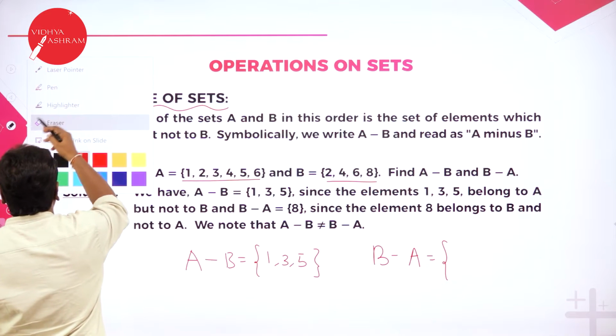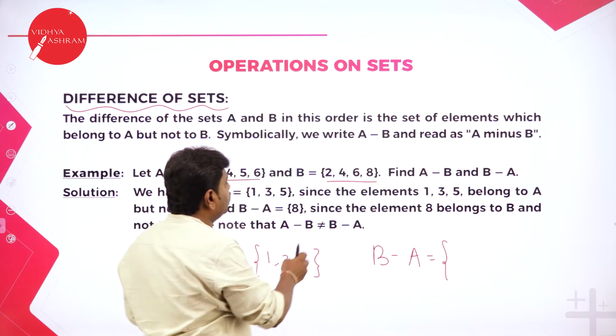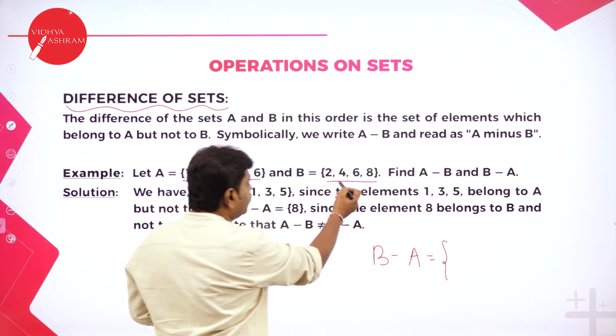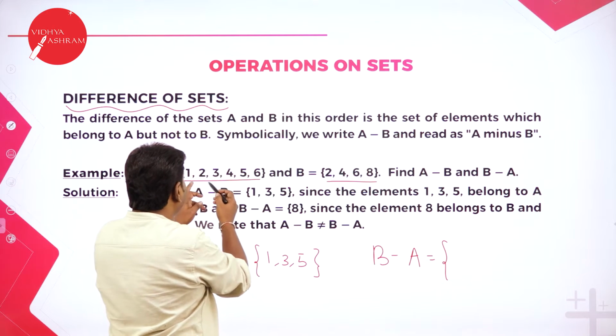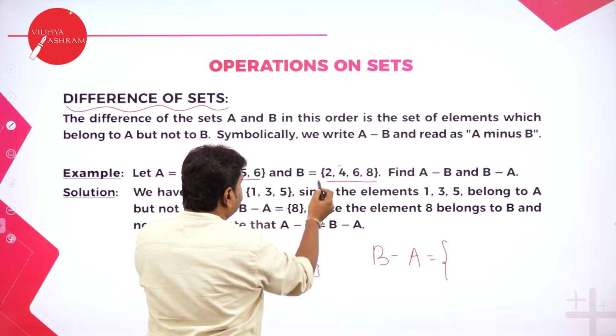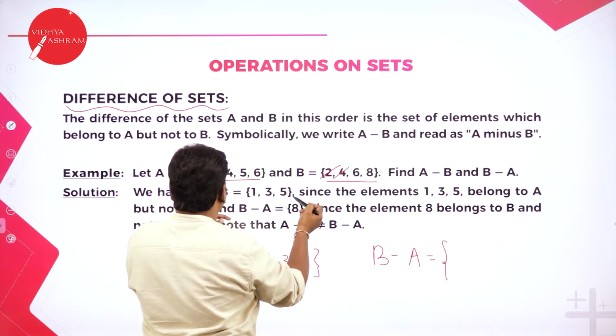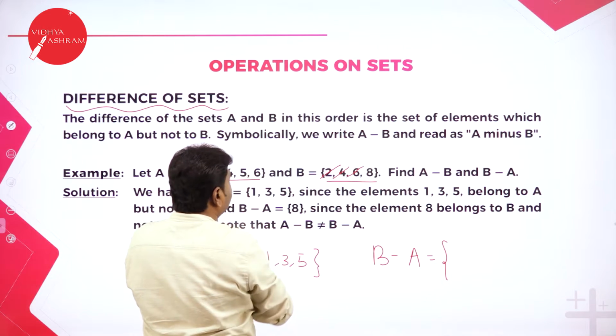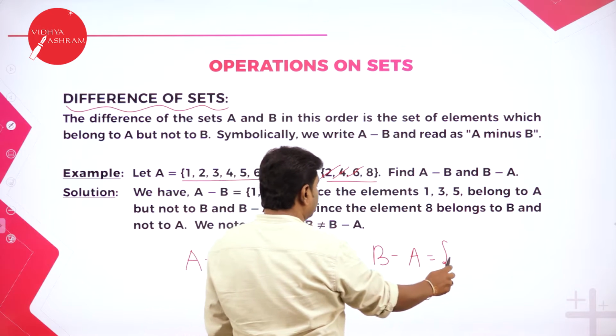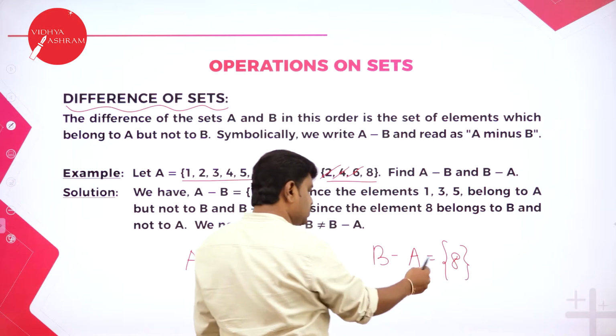From B, remove the elements of A. So what is B? 2, 4, 6, 8. In this, you remove the elements of A. What are the elements of A? 2, 4. 2 is present in A, remove it. 4 is present in A, remove it. 6 is present in A, remove it. And what is left out? 8. So B minus A gives you just 8.